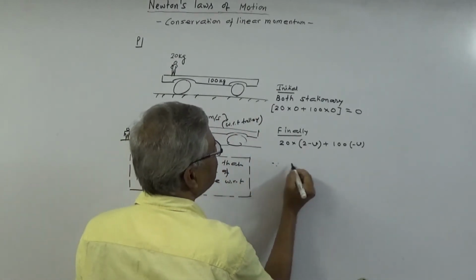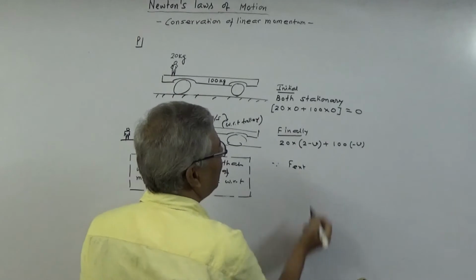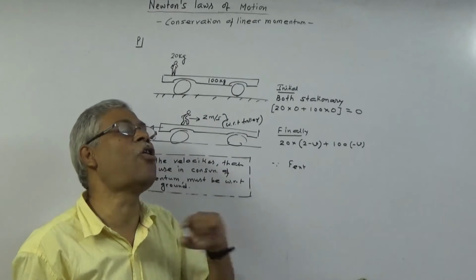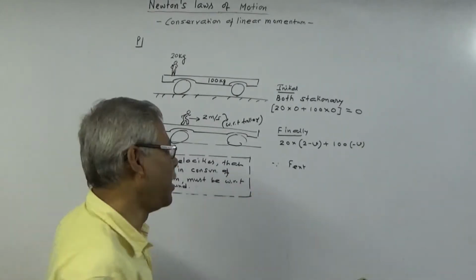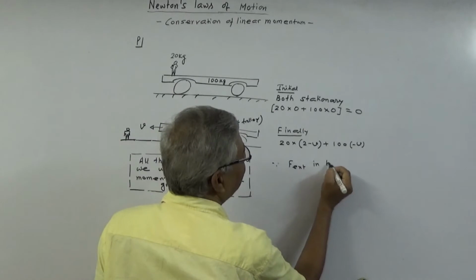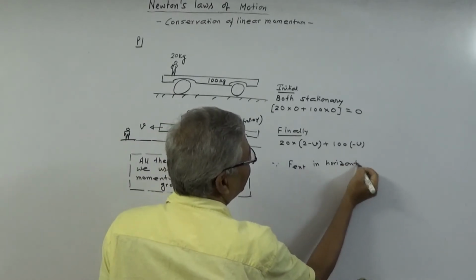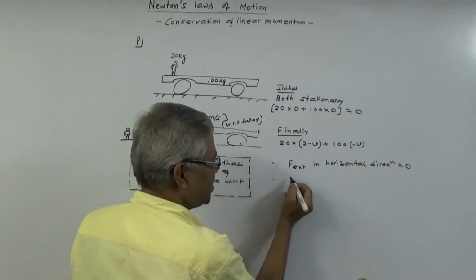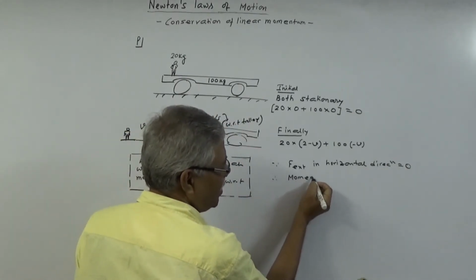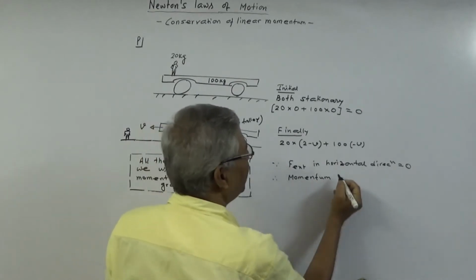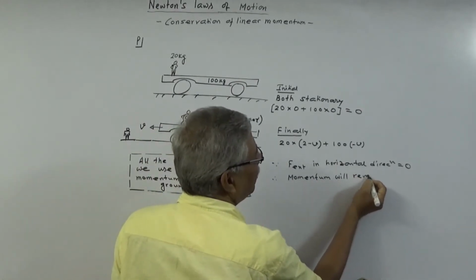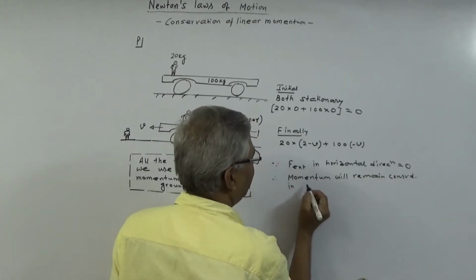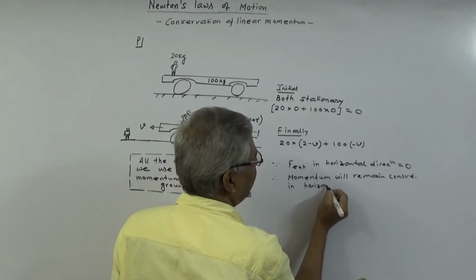Then, will you write F external equal to 0, or will you write F external in horizontal direction equal to 0? Since F external in horizontal direction equals 0, hence momentum will remain conserved in horizontal direction.